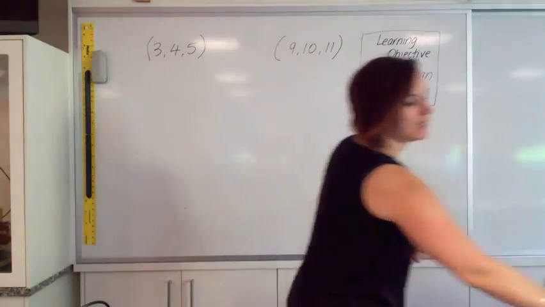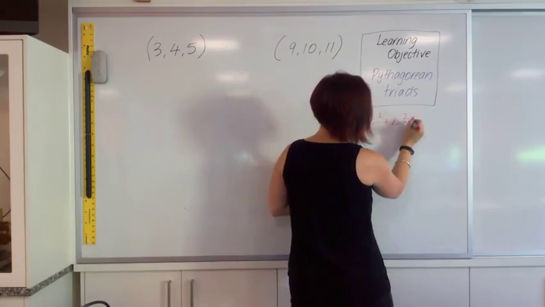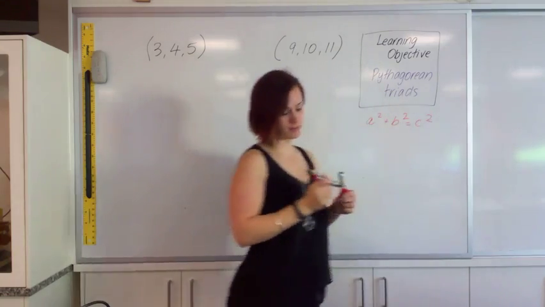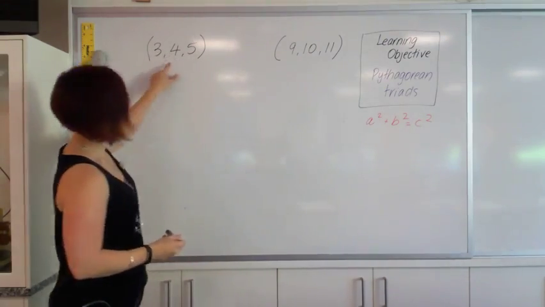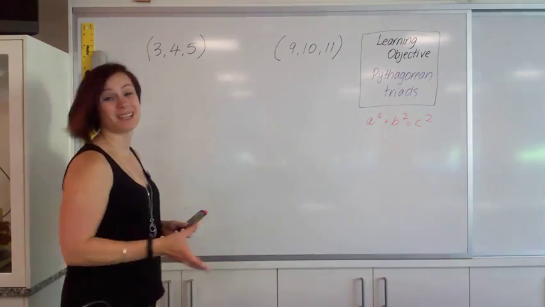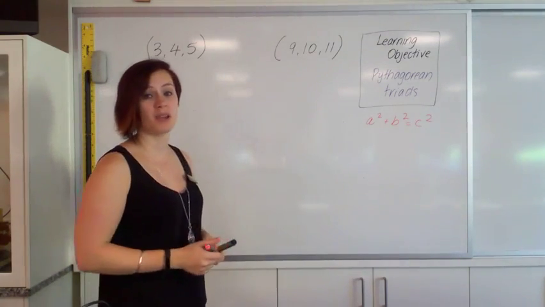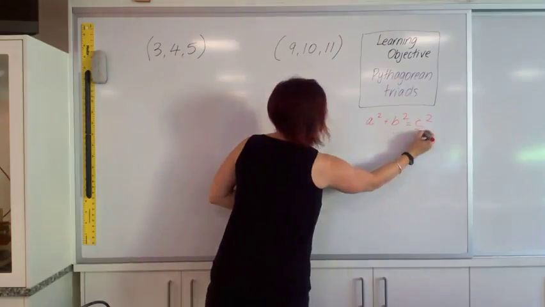Remembering that if it's a right angle triangle, it will always work with Pythagoras' theorem, all right? So what we do is we look at these three and we pretend that they're side lengths. First of all, we have to find our biggest side length, and that is always going to be the hypotenuse. Now, if you remember, the hypotenuse is C.